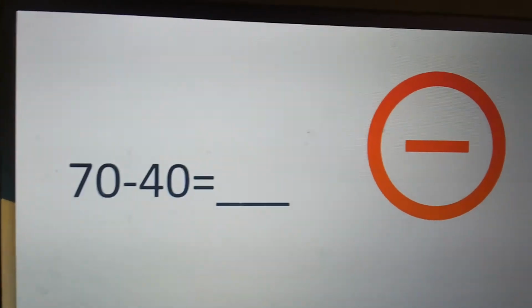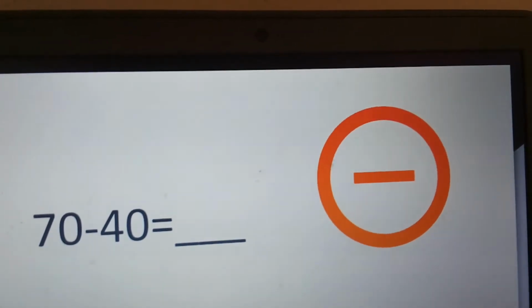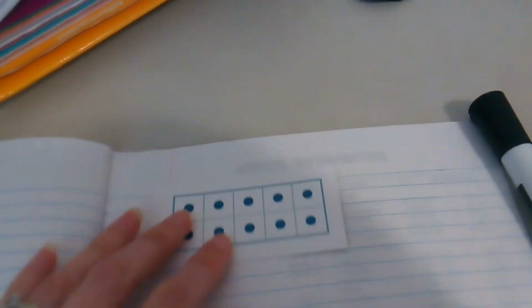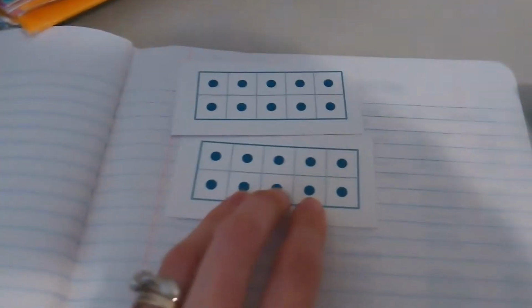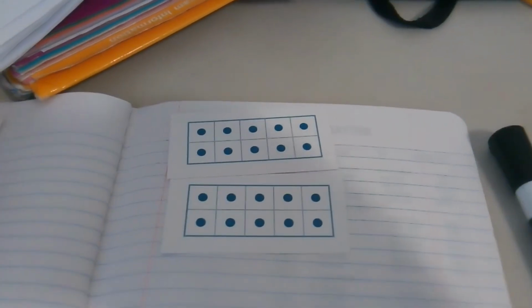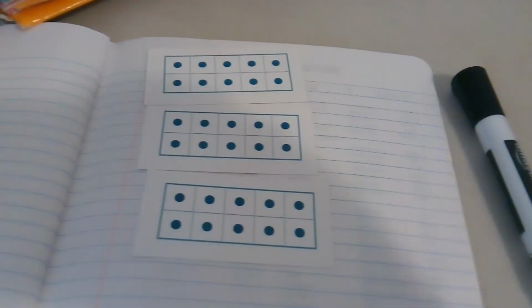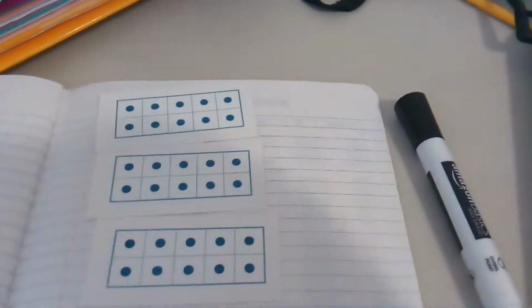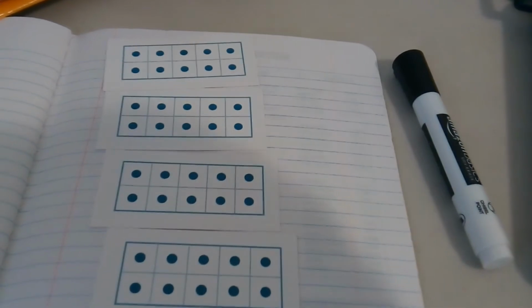So for this I'm actually going to model with concrete examples of 10 frame cards. So I know this is one group of 10. So we can say 10, right? Because I need to build 70. 20, 30, 40, so I have 40 so far, but that's not 70.